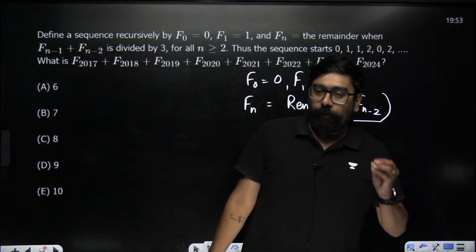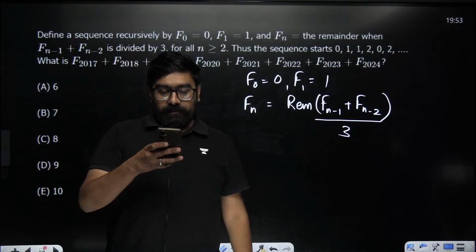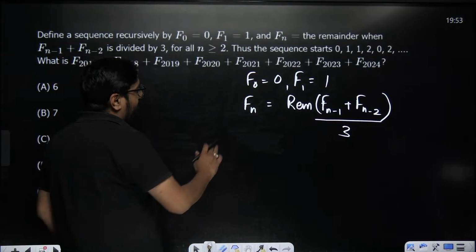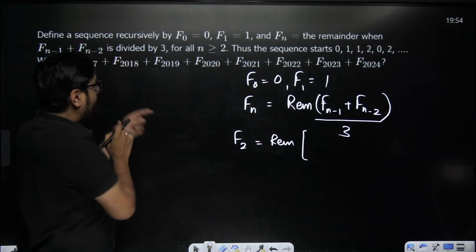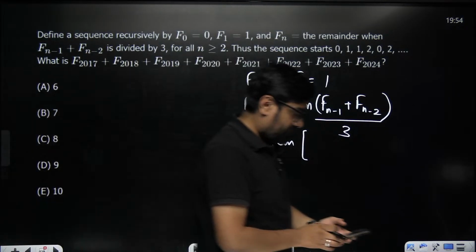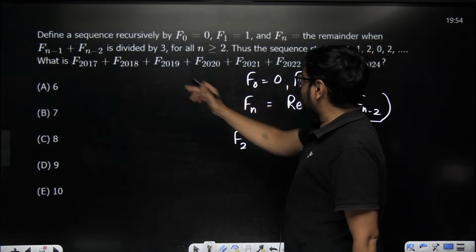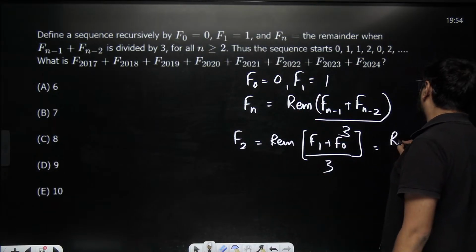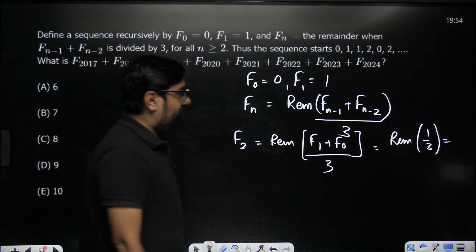First of all, you tell me, what is the remainder when we divide 1 by 3? What do you think? What is the remainder, guys? For example, if I want to find the second term, F2 will be the remainder when F2 minus 1, that means F1, plus F2 minus 2, that means F0, is divided by 3. So F0 plus F1 will be equal to 1. That means the remainder of 1 divided by 3. What is the remainder when 1 is divided by 3? The remainder is 1.